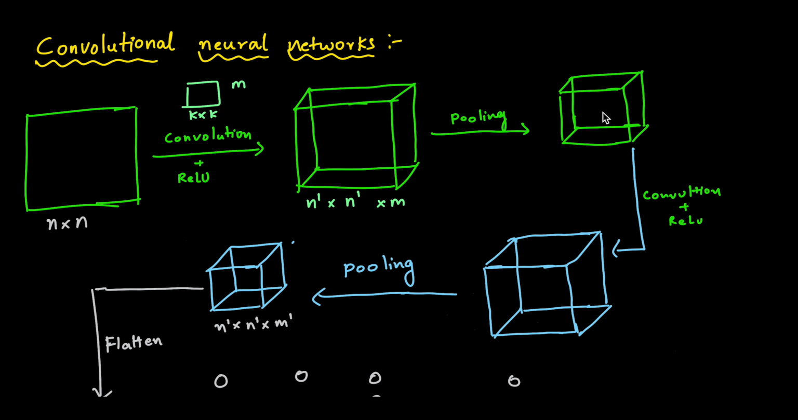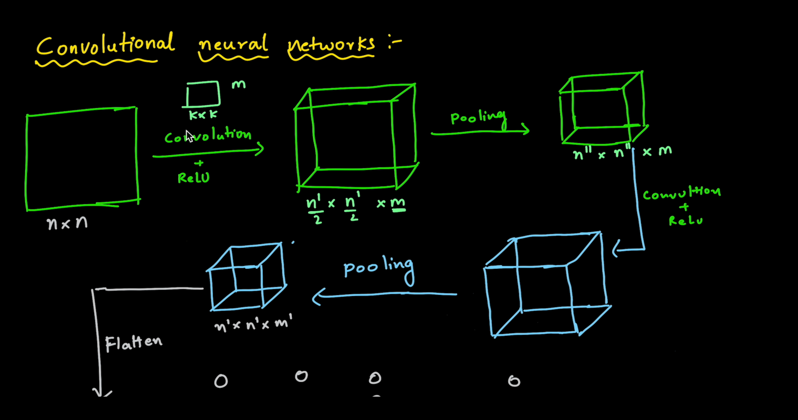In pooling, the third dimension will not change, only the first two dimensions will change. Here it will remain m, the third dimension, but the input dimensions will drastically change. It might go down to half, or even less, based on the window size that you have. So let's say it is n double dash cross n double dash. This is the output shape of pooling, and on this we might again apply convolution.